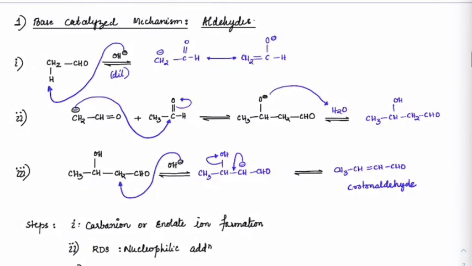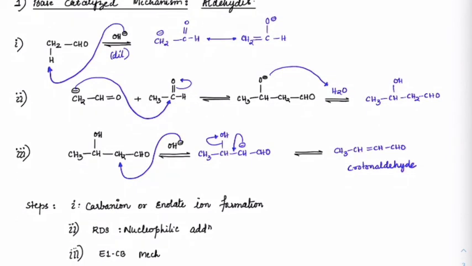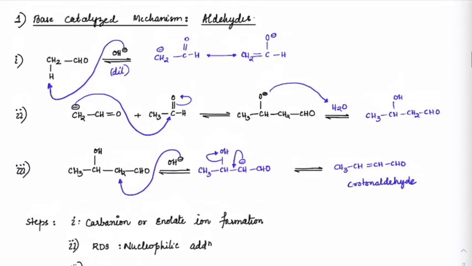So there are three steps we have seen. The first step is enolate formation. The second step is the nucleophilic addition. Nucleophilic addition will always be the RDS of the reaction. And the third step, since you are taking a basic medium, would be the E1CB mechanism.